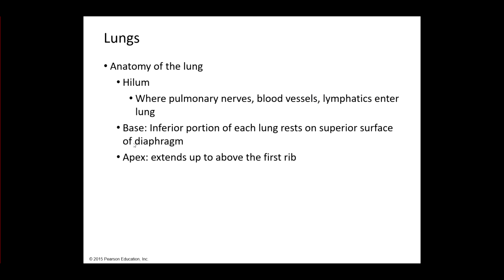Now, our lungs are like a triangle. The bottom is going to be broad, and the bottom is referred to as the base, and it sits right on our diaphragm muscle. And the top is going to be more pointy, so they call that the apex. That extends way up, a little bit above the first rib, just under the clavicle.